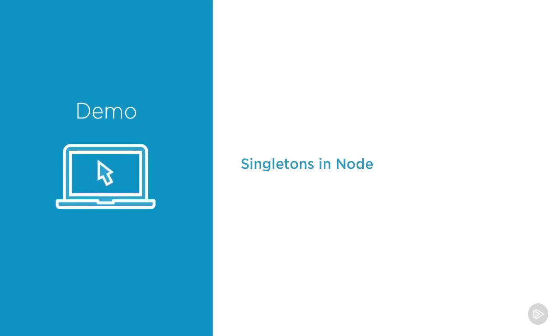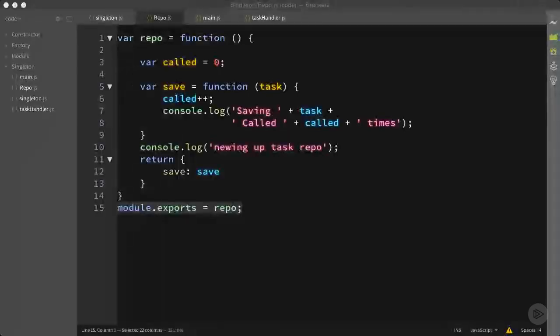So let's look at Node in this CommonJS module pattern and how singletons work in that environment. Now I've created a simple repository that has one method called save. And I've added an integer number to this repository called called that's going to keep track of how many times that save method is called. And when you call save, I'm going to write out to the console saving whatever we've written, and called has been called however many times.